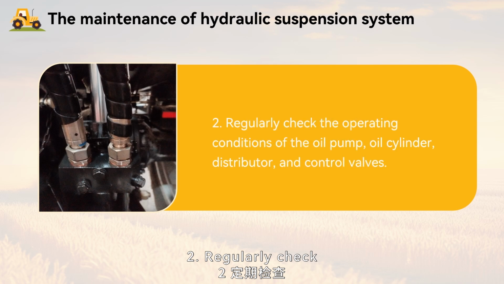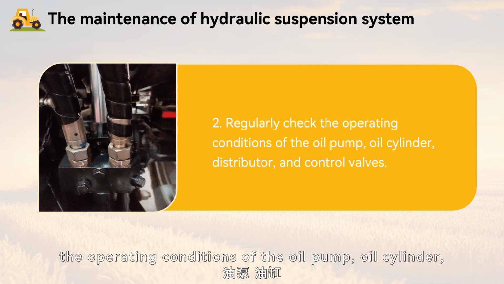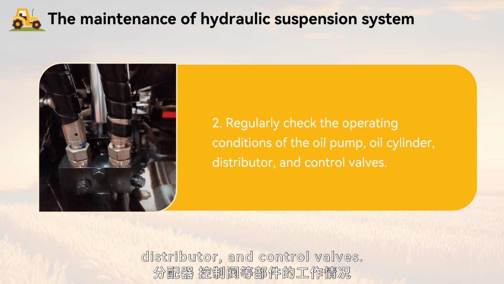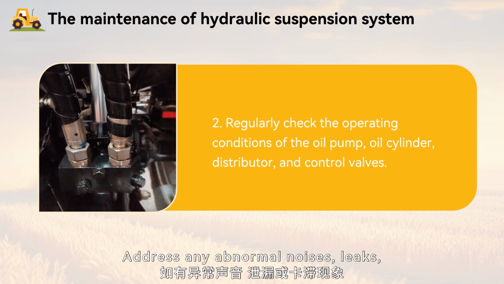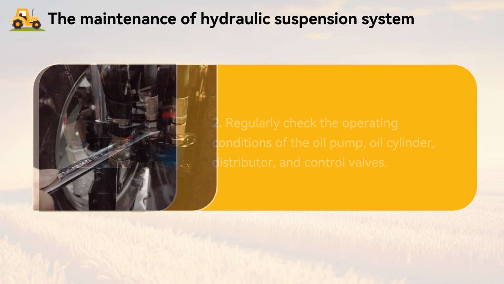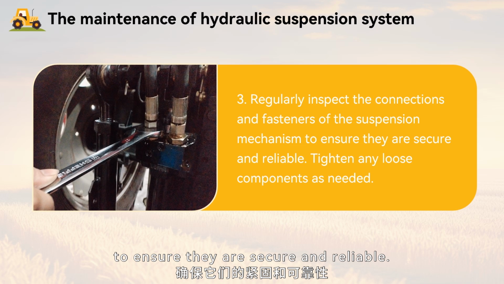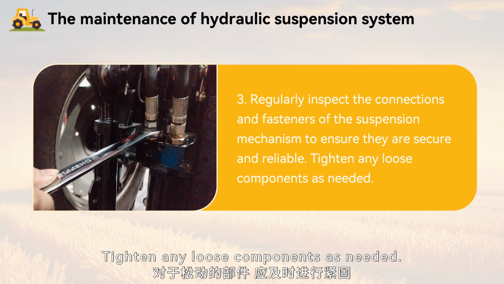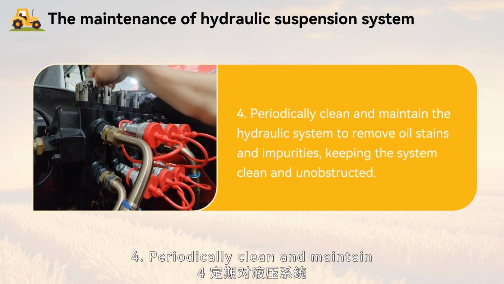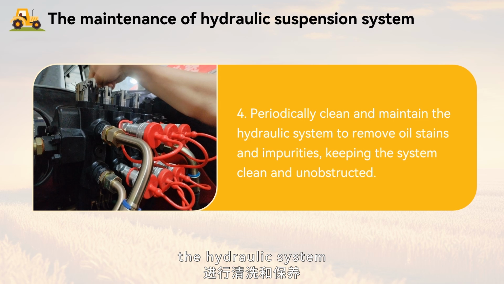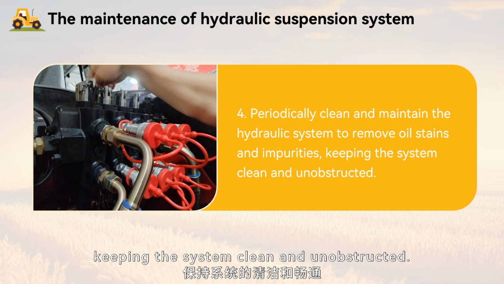2. Regularly check the operating conditions of the oil pump, oil cylinder, distributor, and control valves. Address any abnormal noises, leaks, or jamming promptly. 3. Regularly inspect the connections and fasteners of the suspension mechanism to ensure they are secure and reliable. Tighten any loose components as needed. 4. Periodically clean and maintain the hydraulic system to remove oil stains and impurities, keeping the system clean and unobstructed.